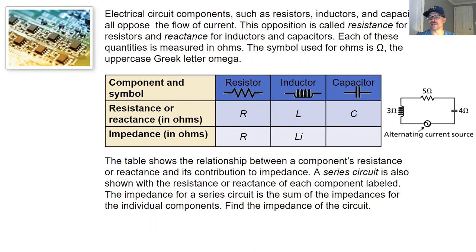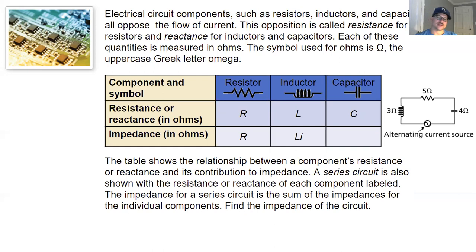All right, so using this in a real world situation. So you have electrical circuit components that include resistors, inductors, and capacitors. They all oppose the flow of a current. So the opposition is called the resistance for resistors and reactance for the inductors and capacitors. Each of these quantities is measured in the term ohm. That's what this little omega is, the little symbol. The table shows the relationship between those components for the reactance and its contribution to impedance.